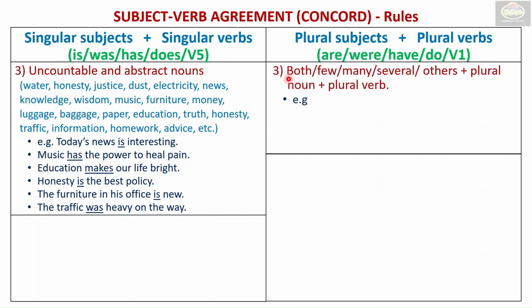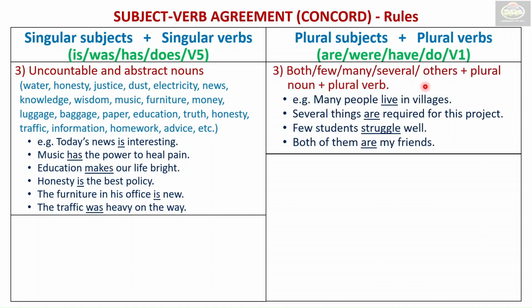Another one is both, few, many, several, others, plus plural noun plus plural verb. If these types of subjects are there, we have to use a plural verb with such plural subjects. For example, many people live in villages. Several things are required for this project. Few students struggle well. Both of them are my friends. All these subjects are plural. They denote plural meaning. Therefore, we have to use plural verbs with such subjects.